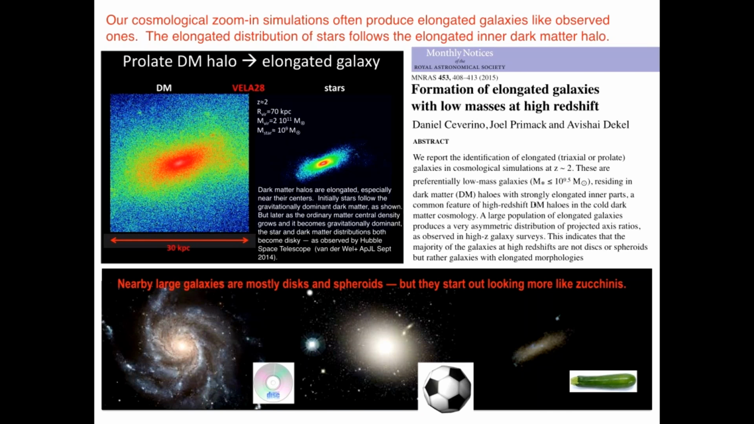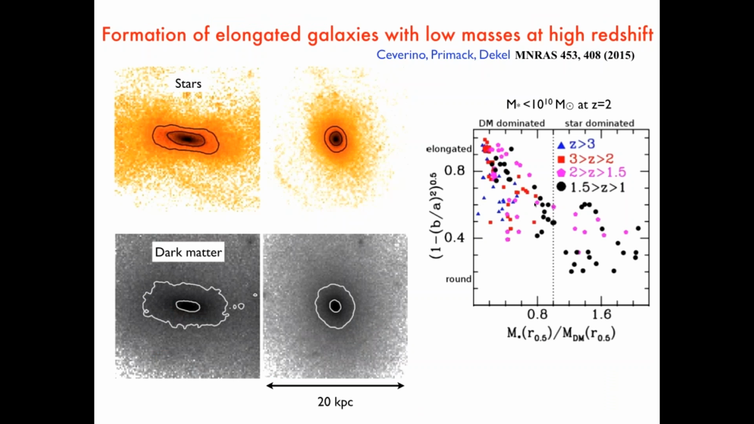So this is from our first paper on this. The simulations were done by Daniel Ceverino, and Avishai Dekel and I helped to write the paper. And so there you see again how the stars and the dark matter are very much aligned. On the right-hand side, what you see is that the galaxies are elongated as long as the ratio of stellar mass to dark matter mass is less than 1. That's the horizontal dotted line. When the stellar mass becomes larger than the dark matter mass in the inner kiloparsec, then the galaxies become rounder.